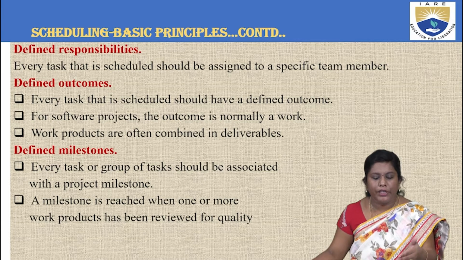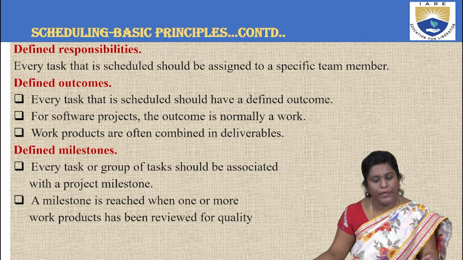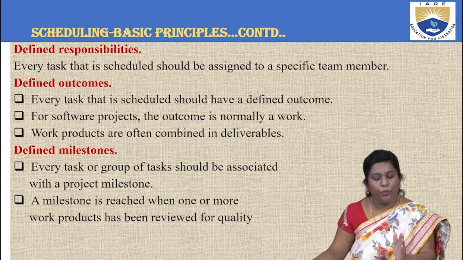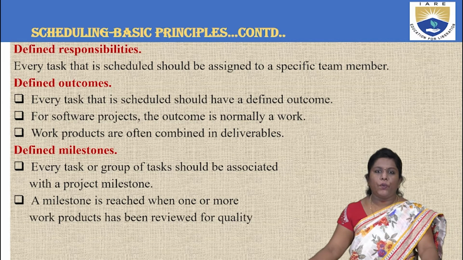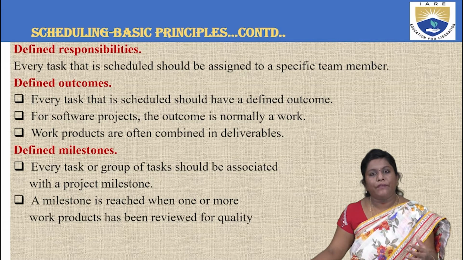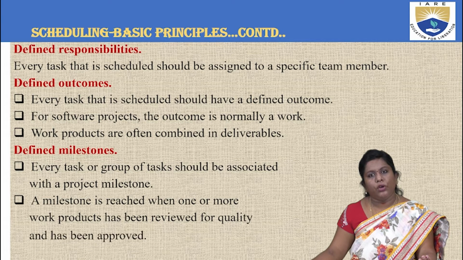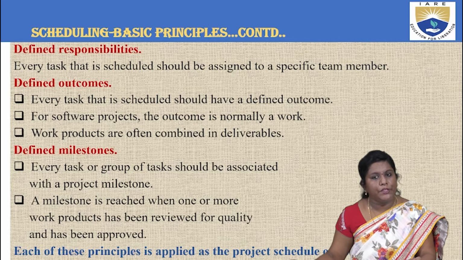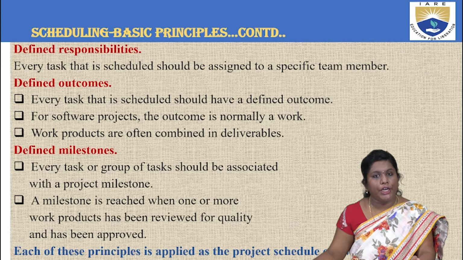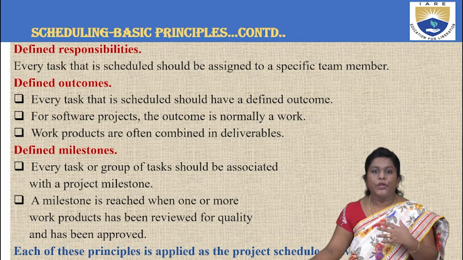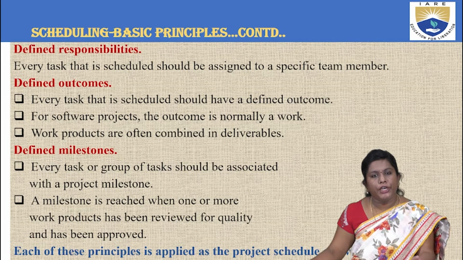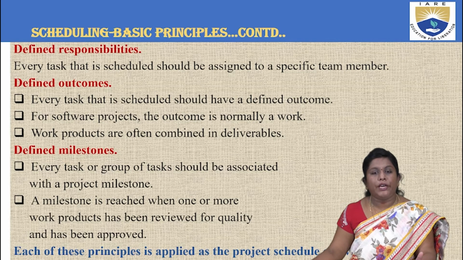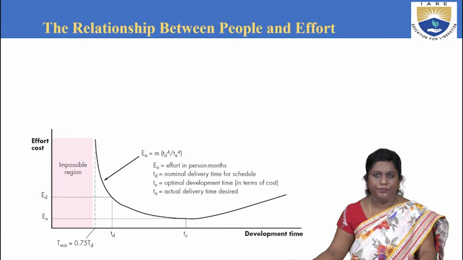In the same way, when you are trying to plan out something in scheduling, a milestone must be reached when one or more work products have been reviewed for quality. So that is simply to have a check, process executed, and try to have a check on the quality. And it also has to be approved. So each of these principles is applied as a project schedule evolves. Meaning, whenever you are trying to focus upon project scheduling, all the above stated principles have to be implemented, or try to have a complete check upon.